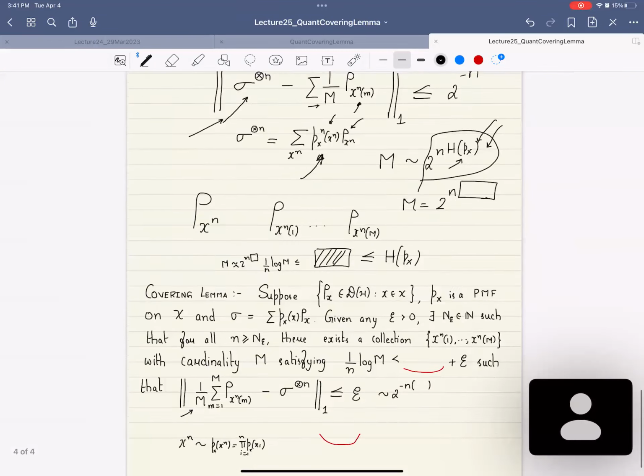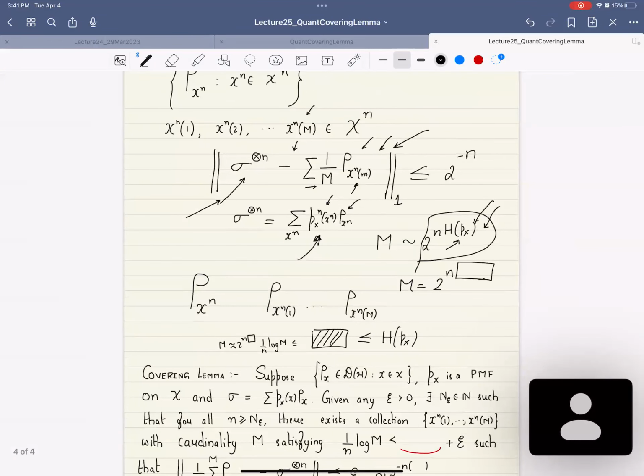Can you scroll up a little bit? You said your guess for m was 2 raised to n H(pX). But you said we could do it with fewer things, right? In the packing lemma, if we pick more states... but we are actually looking for fewer states. Yes, so it should be less than 2 raised to n H(pX), not more than that.